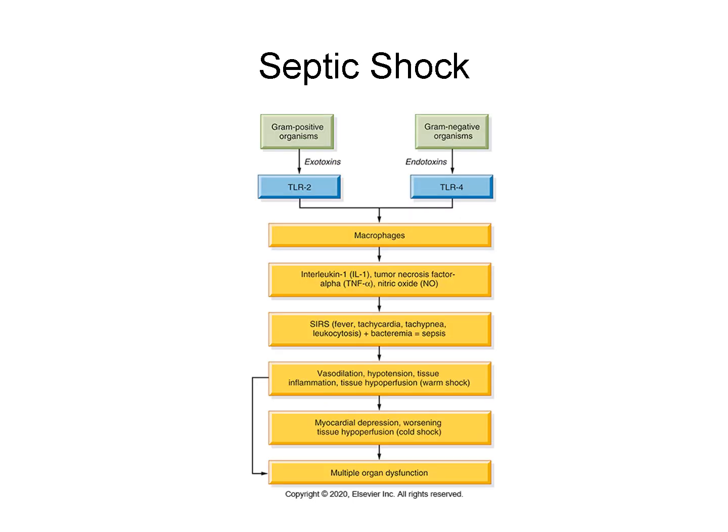Septic shock results from a systemic infection that triggers a powerful inflammatory response. It leads to widespread vasodilation, low blood pressure, and impaired tissue perfusion. Key symptoms include fever, rapid breathing, confusion, and hypotension. Early identification and aggressive antibiotic therapy combined with fluid resuscitation are essential for survival.